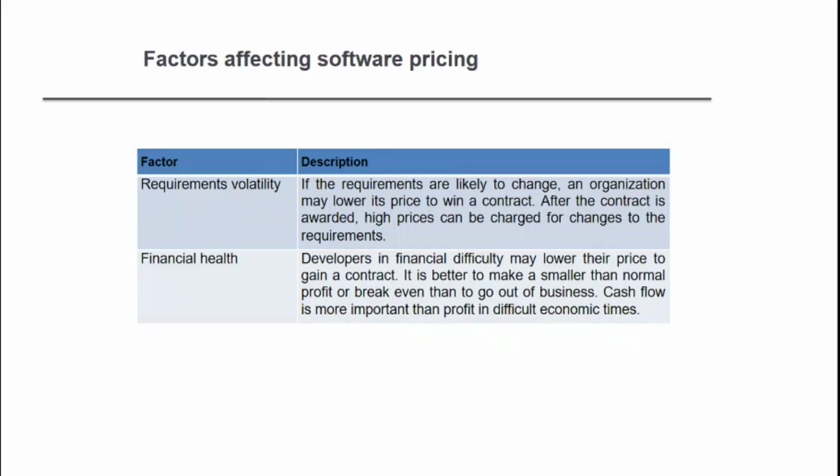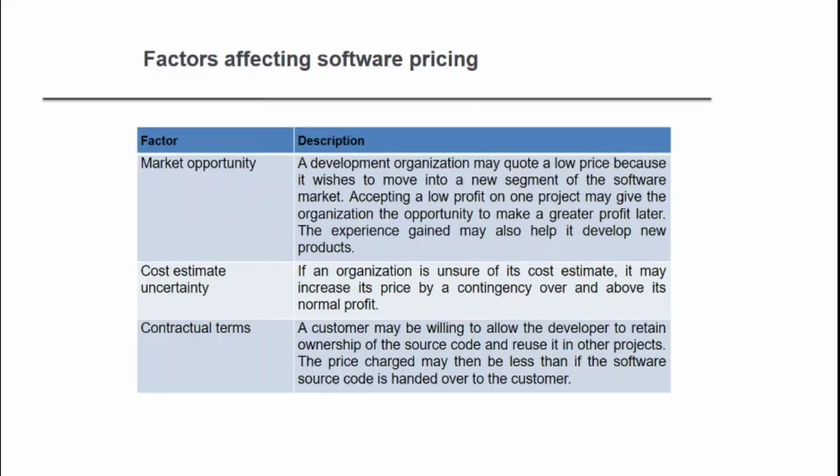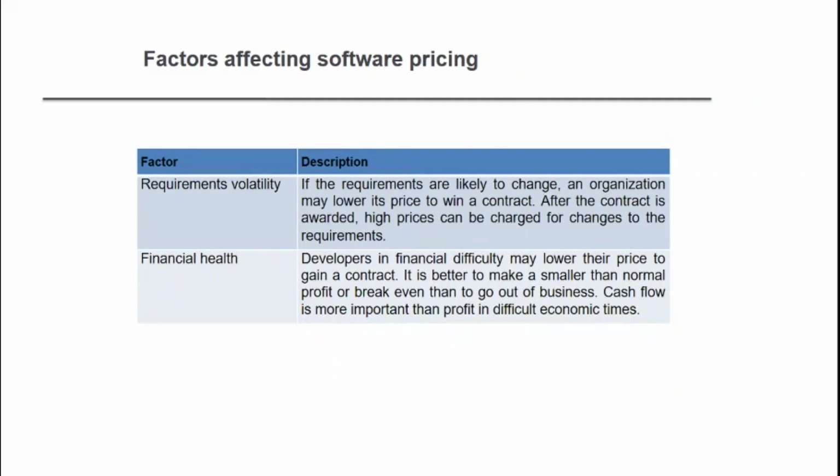You have to take small projects for small bidding. Then when you become stable, you can go for the higher project or higher profit. So economically you also have to be stable. These are the factors affecting software pricing. They can ask in the examination, what are the factors affecting software pricing? Market opportunity, cost estimate uncertainty, contractual terms, requirements volatility, and financial health. These are the factors that affect software pricing. Okay.